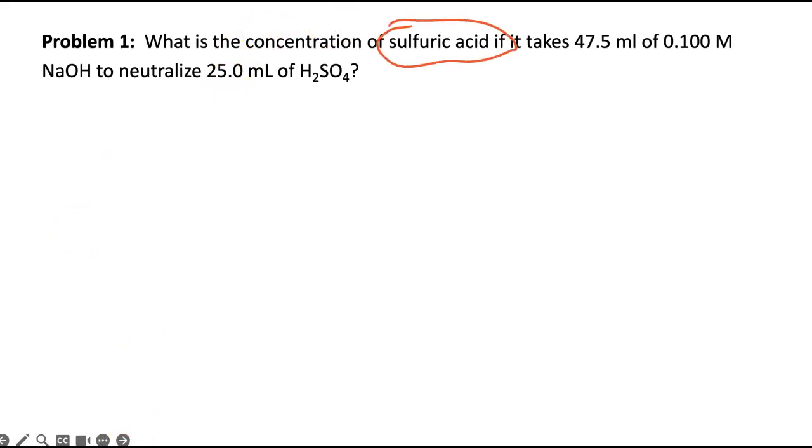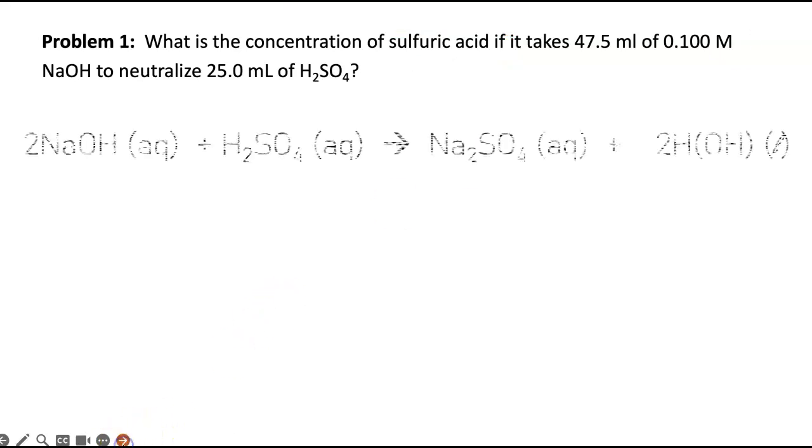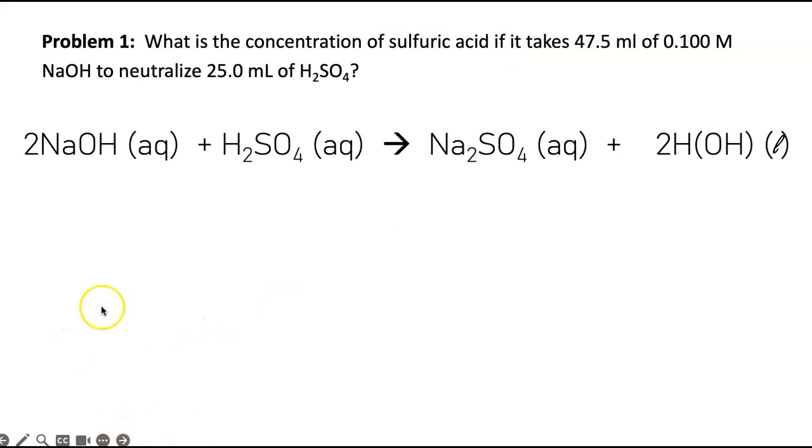And so hopefully you remember the formula for sulfuric acid. I'm hoping that you remember that that is H2SO4. Because it is sulfuric acid, your balanced equation is going to look something like this, because that's the first thing that you're going to need to start with.